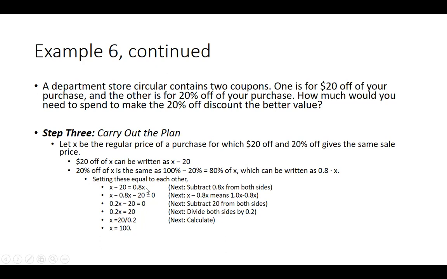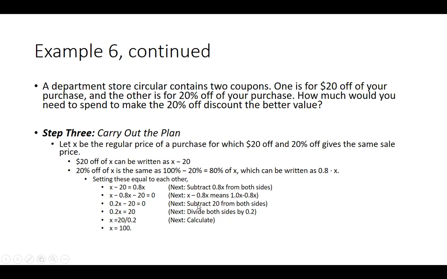Next, we'll subtract 0.8X from both sides, giving us X minus 0.8X minus 20 equals 0. Next, X minus 0.8X is the same as 1X minus 0.8X. So 1X minus 0.8X simplifies to 0.2X. We have 0.2X minus 20 equals 0.